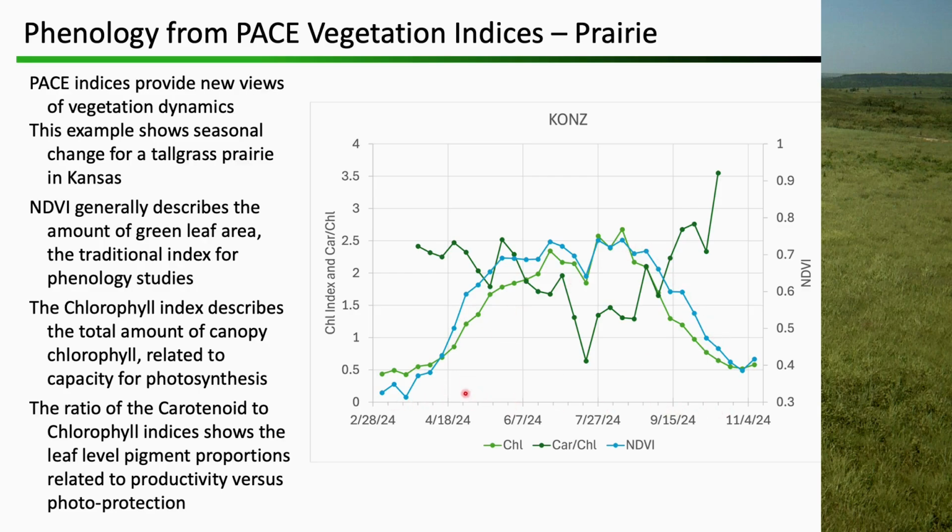In this time series plot for tall grass prairie, the blue line here is the NDVI, so the traditional phenology plot, and you can see the timing of green up and the timing of senescence. This pale green line is the chlorophyll index, which is more closely related to vegetation productivity than NDVI is. And you can see how the timing of green up and the timing of senescence are different between these two indices.